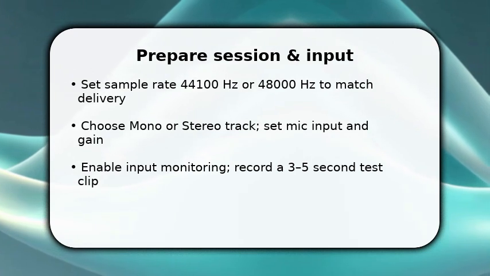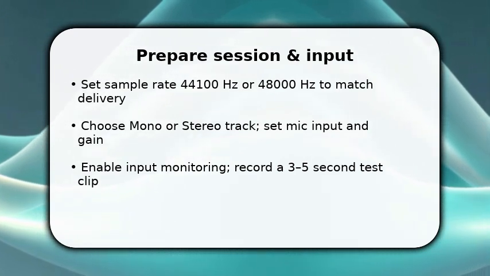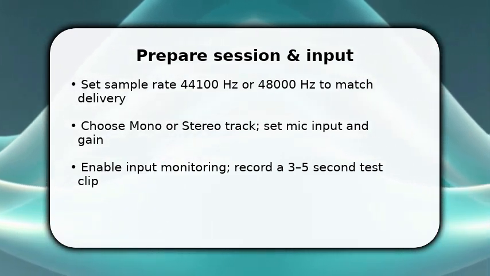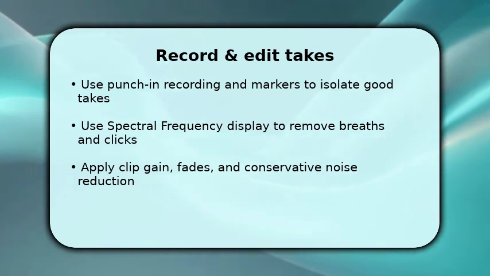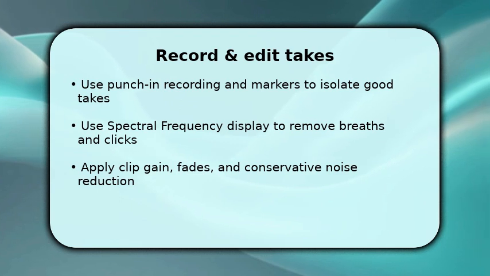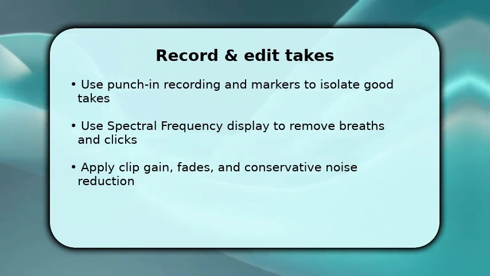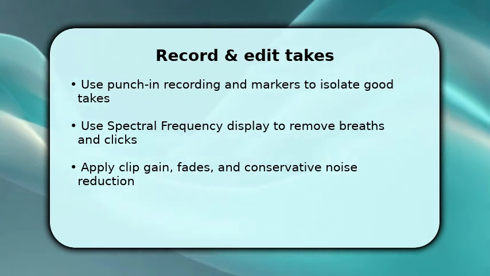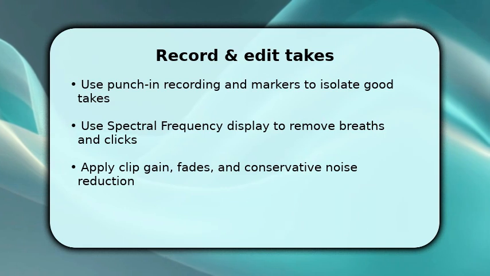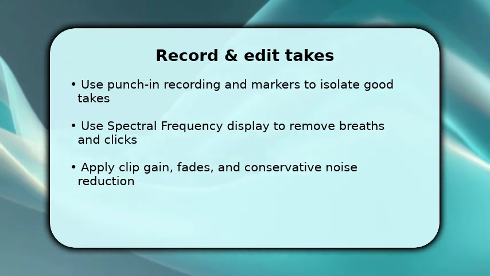You now record your takes, using punch-in for corrections to avoid redoing full passages. Once recorded, listen through and mark the best phrases with markers. This speeds comping. Use the spectral frequency display to visually identify breaths, mouth clicks, or sibilants and remove or reduce them. Make small clip gain adjustments and apply short fades to eliminate pops.